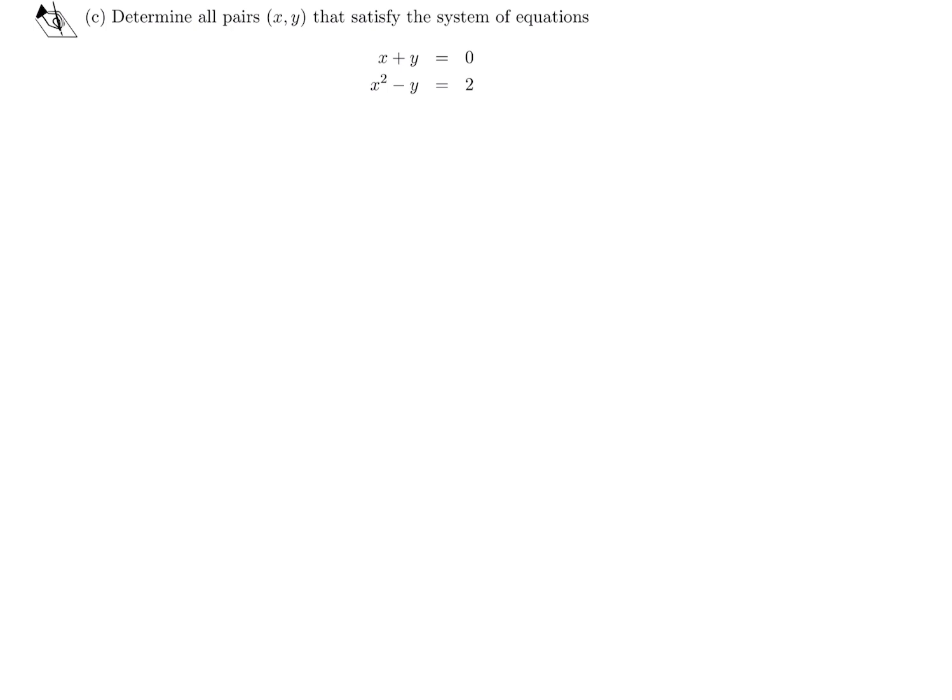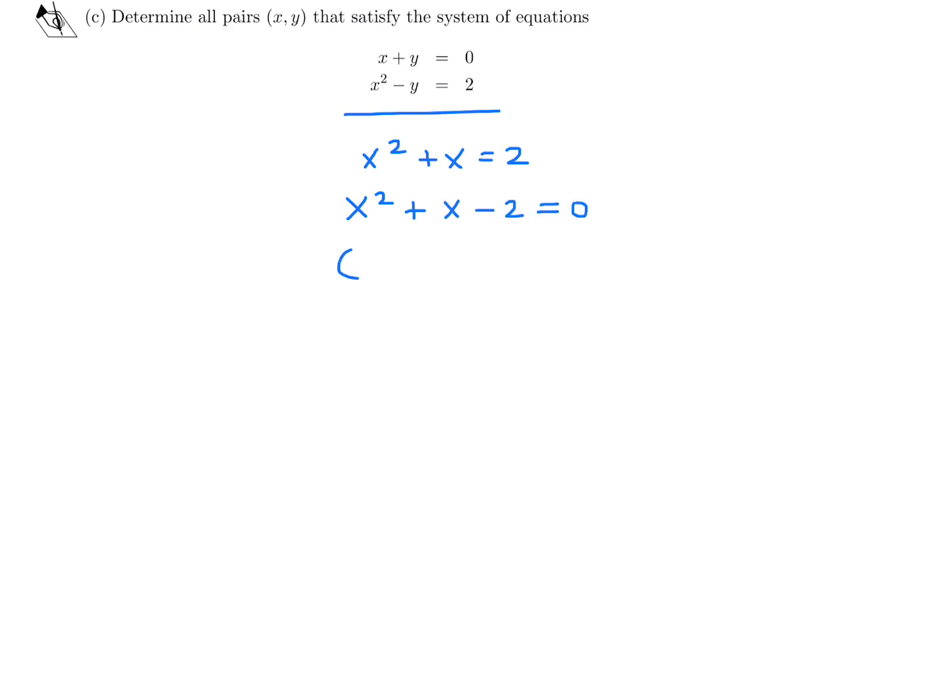Determine all pairs x, y that satisfy the system of equations. So x plus y is 0, and x squared minus y is 2. So many ways of doing this. I'll just add them, and if you do, I get x squared plus x is equal to 2. Put everything on one side, and we get x squared plus x minus 2 is equal to 0.